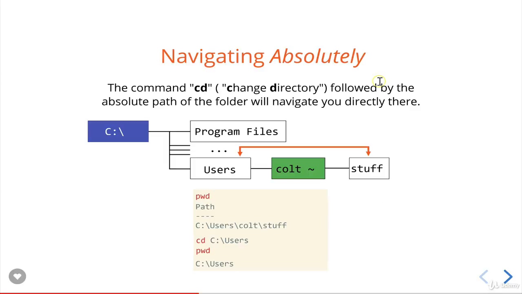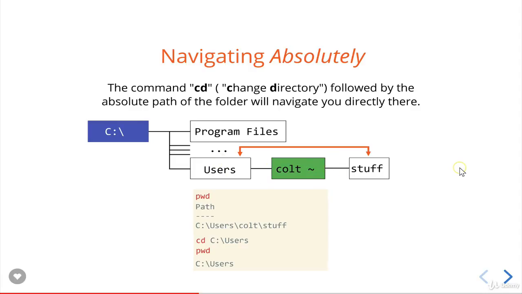It's called navigating absolutely, where I type the entire path. I couldn't just say cd users from here. I have to say \users, because that's the absolute path. / for the root directory, then users. Same thing with cult. I couldn't just go from stuff and say cd cult. I would have to say cd \users\cult.